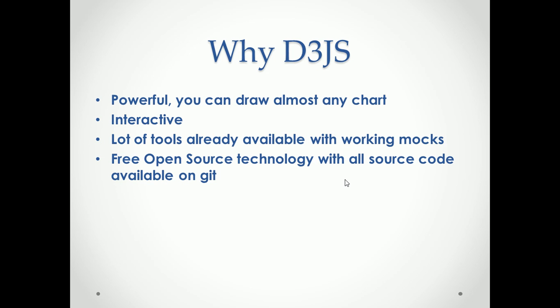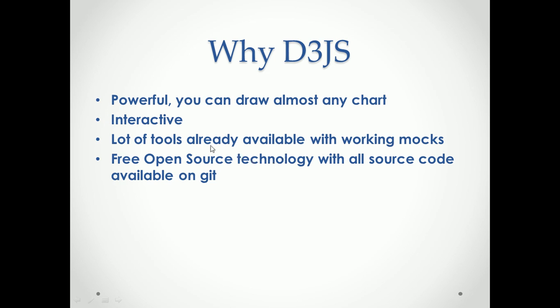Another question is why we should use D3JS. There are many other charts, many other technologies available in the market today. So why should we use D3JS in place of all these other visualization technologies? First of all, it is a very powerful tool. You have full control. You can draw almost any chart with D3JS. Second thing is it is interactive. It gives you binding features. You can bind your data with your charts, and upon user selection events, you can make your chart interactive and useful to users.